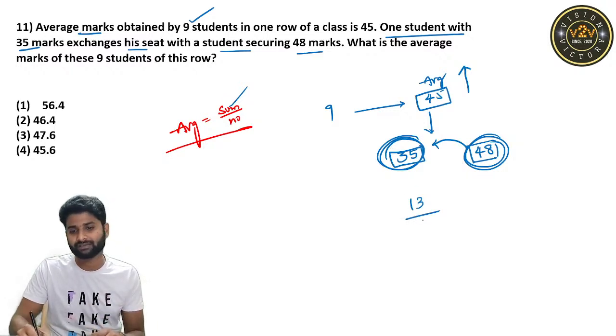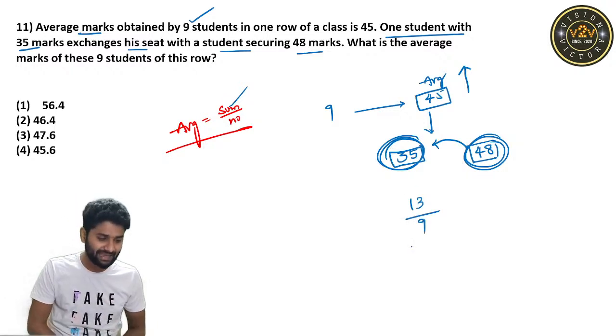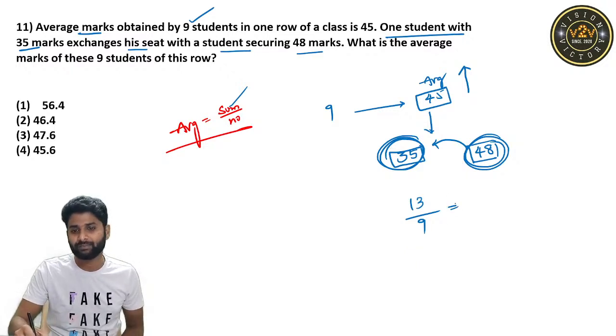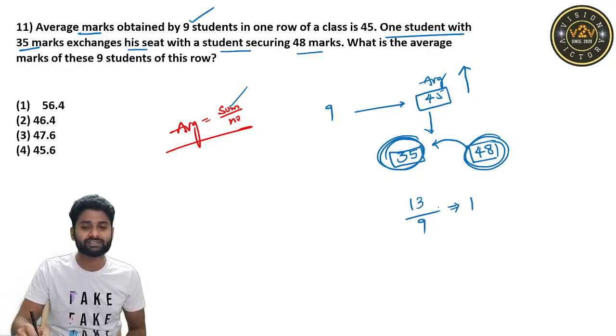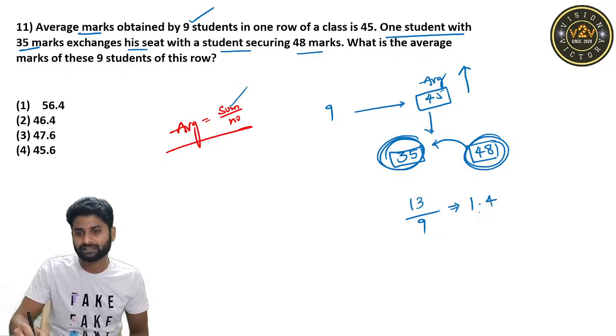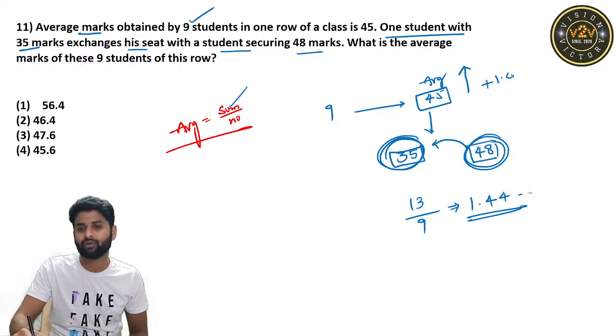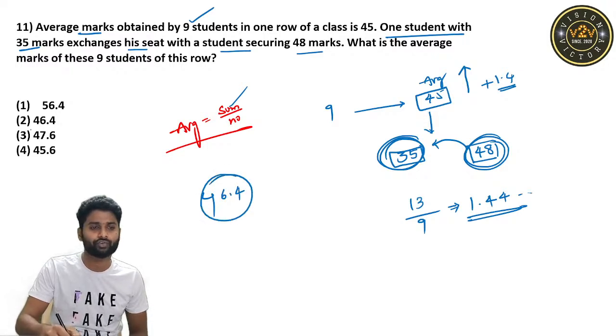What about the average? Then we have to divide it by 9. If 10 is divided by 9, we get 1.11. So here the average increases by about 1.1 units, and then the overall average becomes 46.1 units.